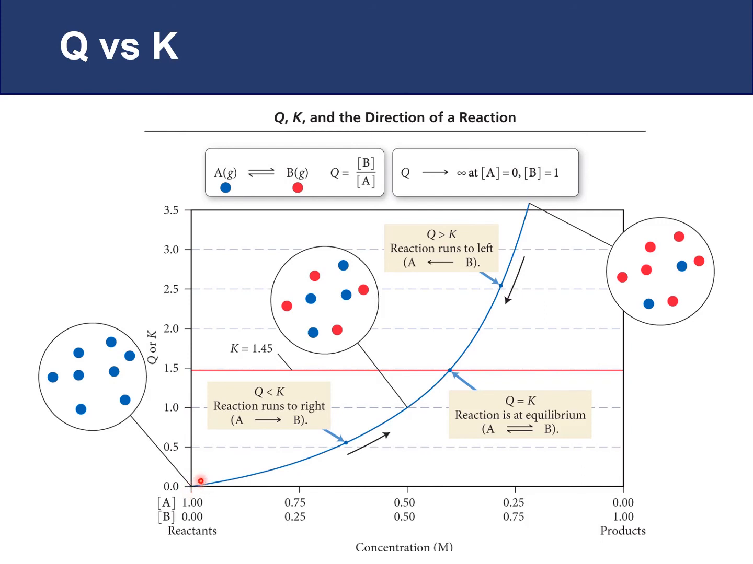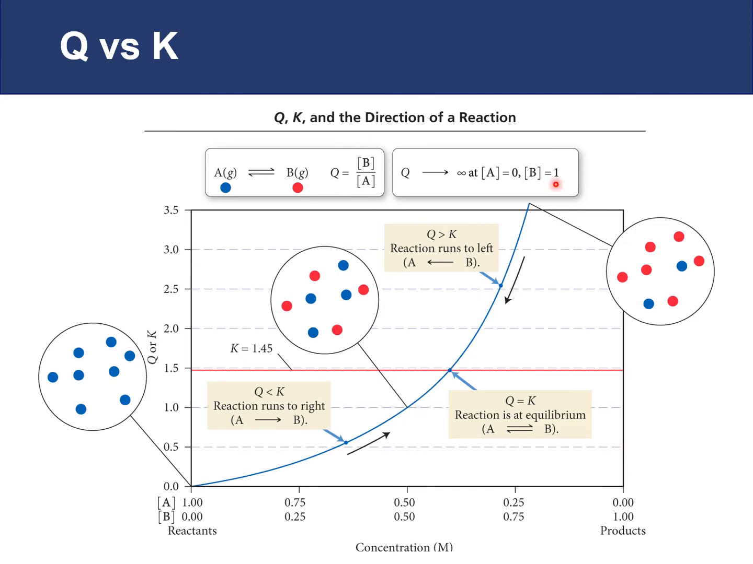So if we have a Q value that is less than K, we need to make Q bigger. The way we make Q bigger is by increasing the value in the numerator, which is the products. So it will make more products, keep making more and more products until Q is equal to K. When Q is equal to K, the reaction stops proceeding towards the products and stays where it's at equilibrium.